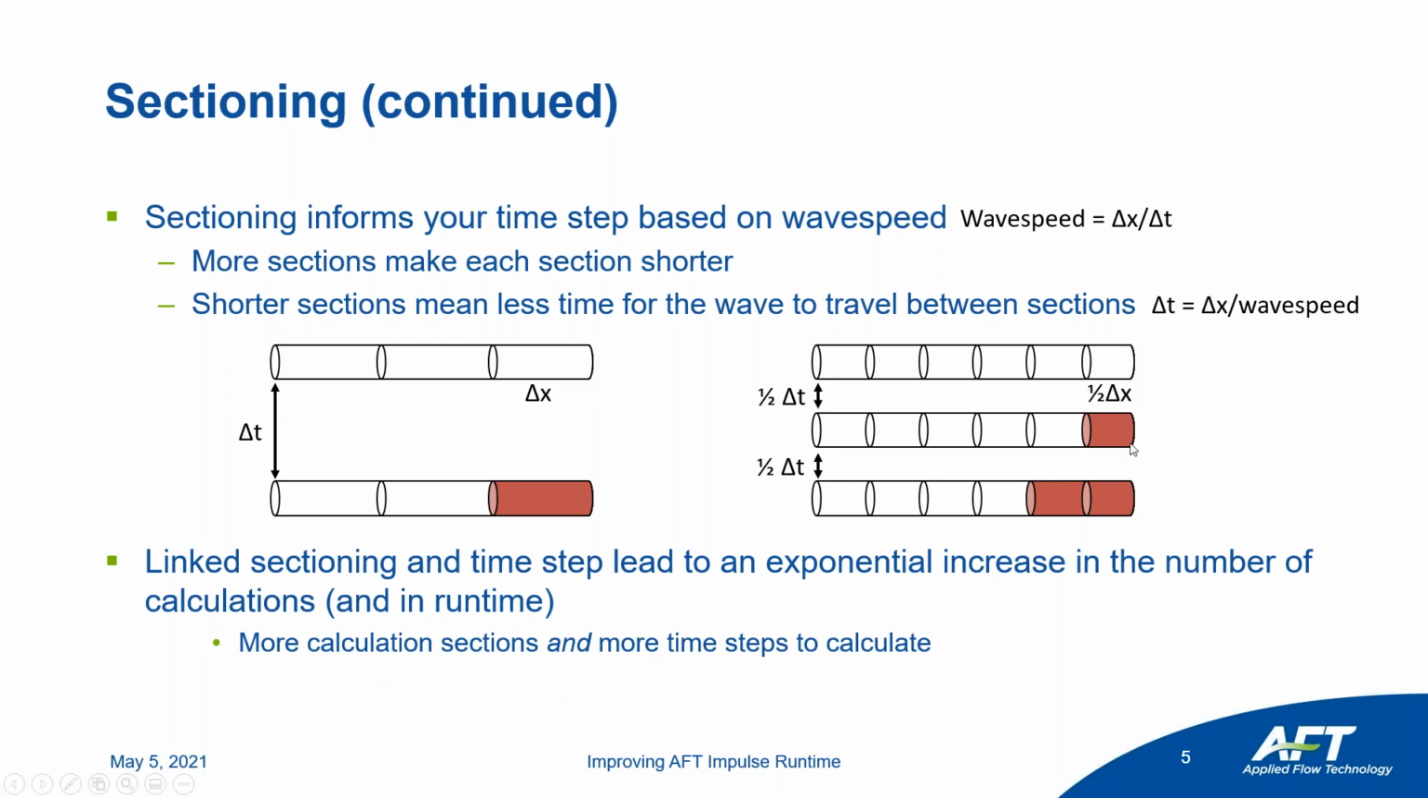How does this all play into runtime? Ideally, we want to minimize the number of calculations when optimizing for runtime. Optimizing for accuracy may be different, and as we'll see, some of these changes may impact your accuracy and how we can address that. But the intent of this webinar, and why you're all here trying to improve your runtime, is how can we reduce the number of sections in our model, which will help us, one, reduce the number of calculations in each pipe, and two, help us get larger time steps so there's less intermediate calculations.